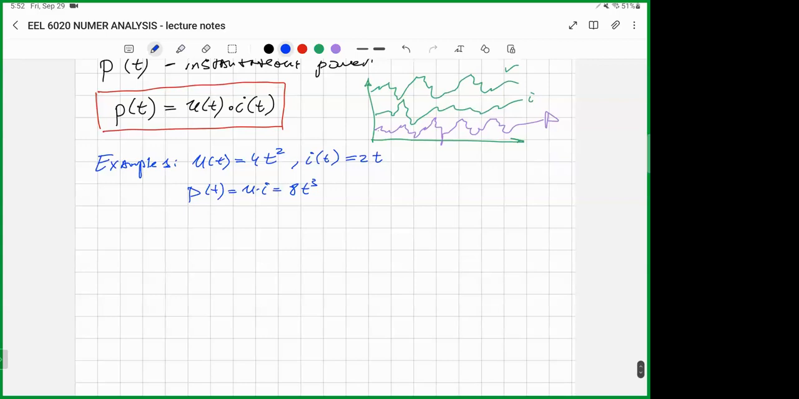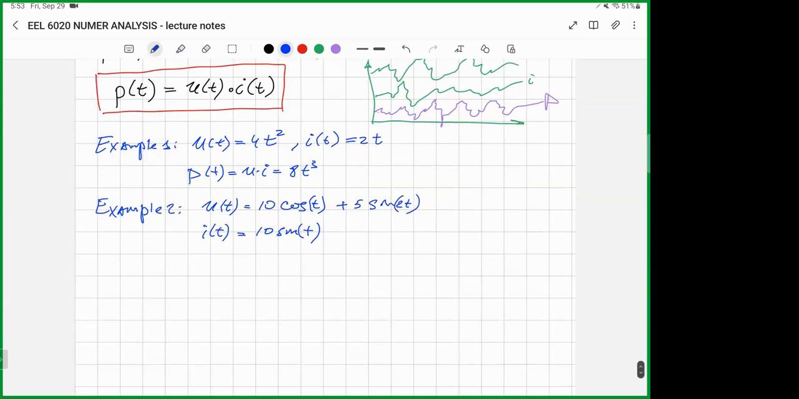Let's consider another example, example two. Let's take something more interesting. Suppose the voltage in our circuit is given by some amplitude, 10 cosine t plus something like 5 sine 2t, so it's a doubled frequency. And the current is something like 10 sine t. So we have a voltage which is a function of time, like cosine t and sine 2t, so it's already something more interesting. And the current is again a sine function of t, a periodic harmonic function.